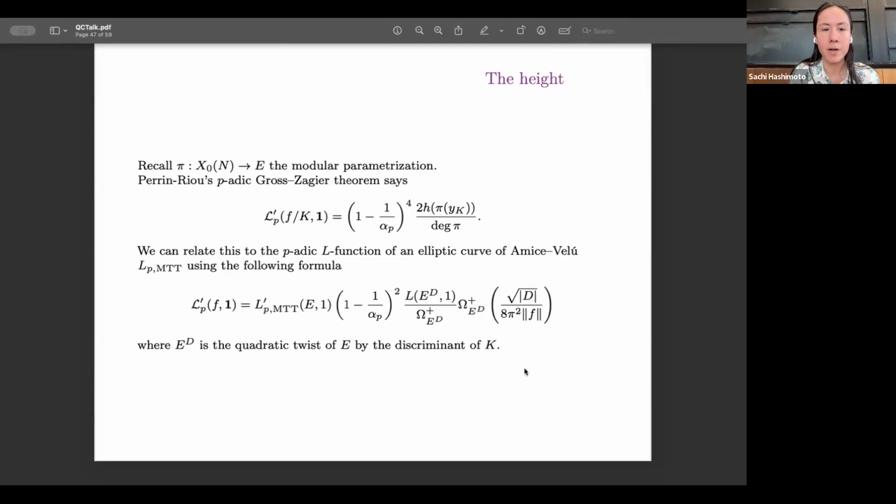So the height turns out to be a much simpler problem, mainly because the value is within the range of interpolation in this case, while the value of the other L function is not a value in the range of interpolation. And so that's the key difference between the two sides.